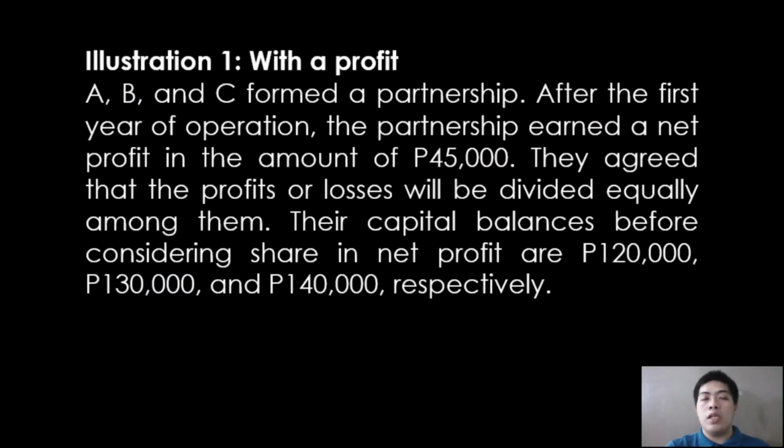Meron tayo ditong illustration. So, yung assumption dito may profit. A, B, and C form a partnership. The first year of the operation, okay, the partnership earned a net profit in the amount of 45,000. They agreed that the profits or loss will be divided equally. So, whether profit or loss daw, divided equally among them. Tapos, binigyan tayo ng capital balances before considering the net profit. Okay, 120,000, 130,000, and 140,000 respectively. Okay.